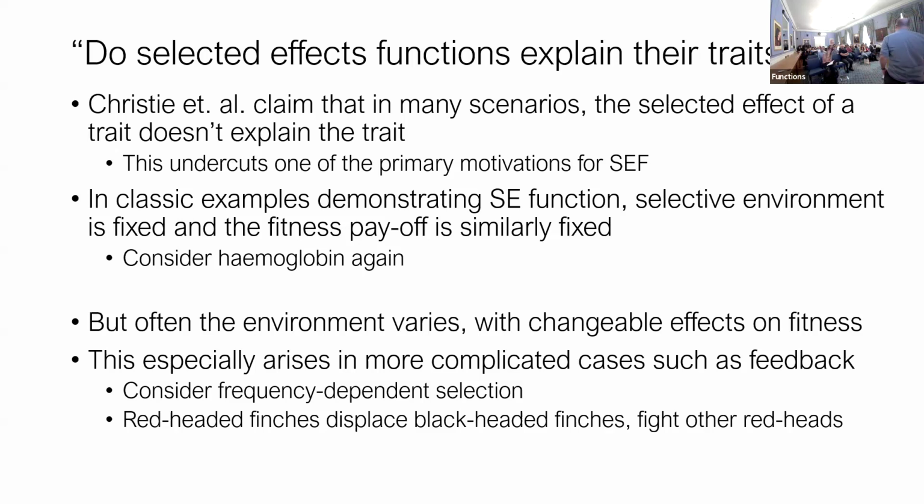And furthermore, these cases can be more complicated than mere variation. For example, you might get feedback effects, like we might see in frequency dependent selection. So they give an example of this, where they talk about a case where we have finches, and there are two phenotypes. There's a red type that's the aggressive type, or the hawk type, and black-headed finches that are the passive type, or the dove type.